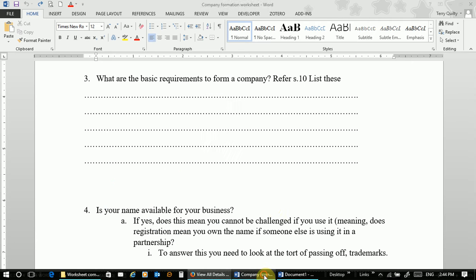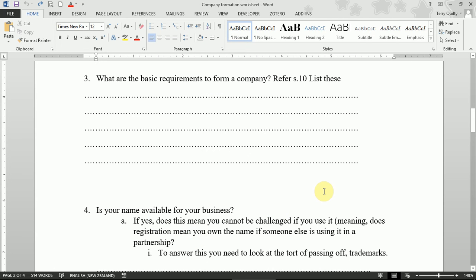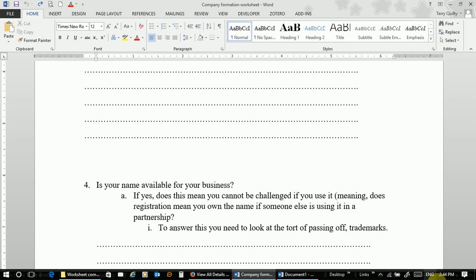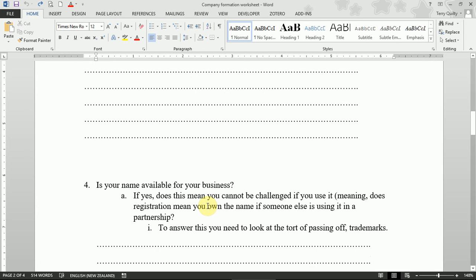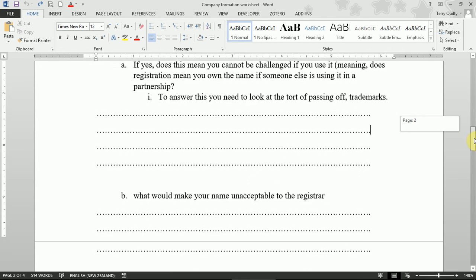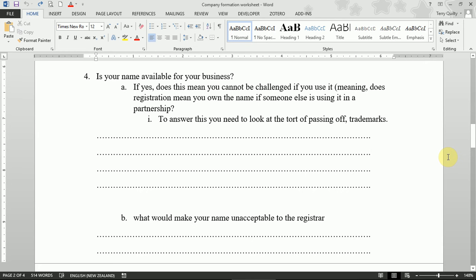Now, let's go back to our company form, and we're going to ask the question here, is your name available for this business? Can you actually get it? So we went and looked at the business.govt.nz, and we searched through the companies office, and you've just put in the name you want and seen if anybody else has got it. If they haven't, presumably you can get it.